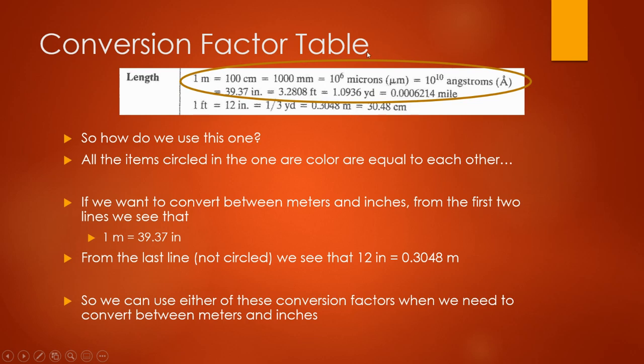So it's got two different sets of conversion factors under the section called length. All of these items that are circled in this one color are equal to each other, and I can pick and choose between them depending on what units I have to convert between. If I want to convert between meters and inches, I can see that 1 meter is equal to 39.37 inches, and that's in this first group. I can also see in this other line that 12 inches is equal to 0.3048 meters. So you could use either of these conversion factors when you need to convert between meters and inches, or vice versa, and both of them are correct.